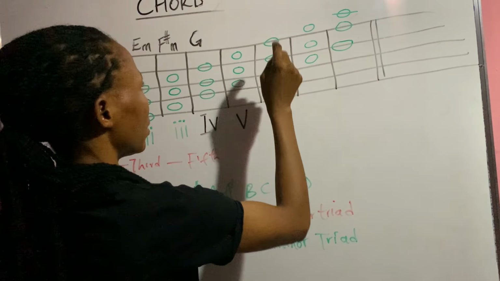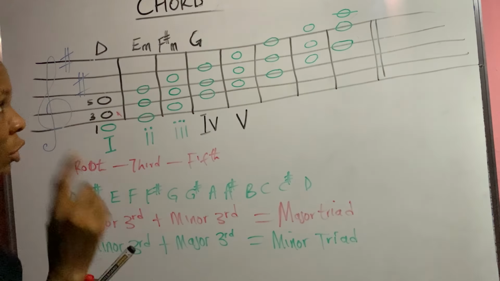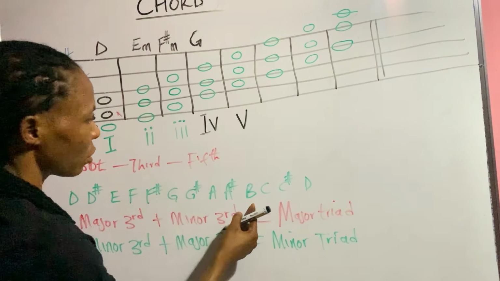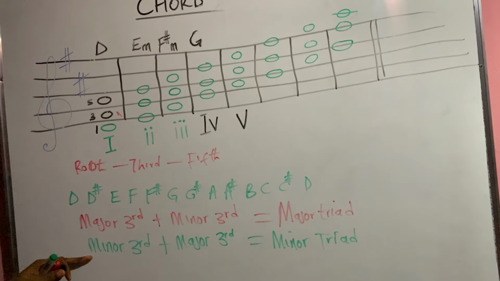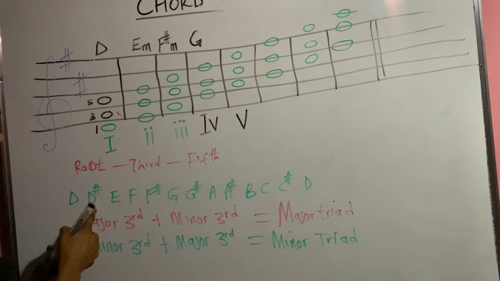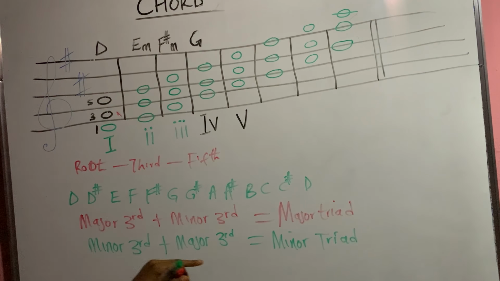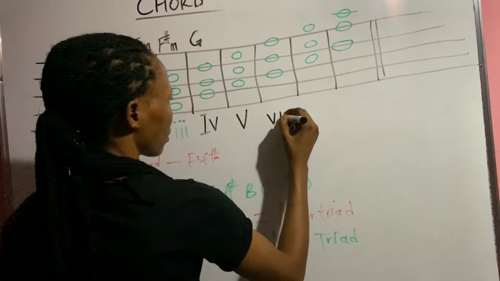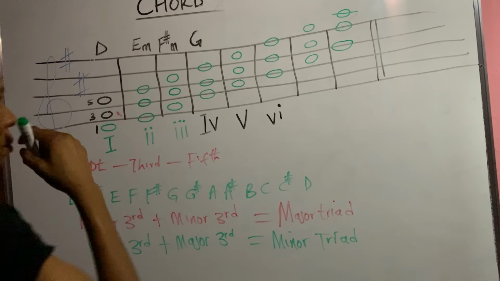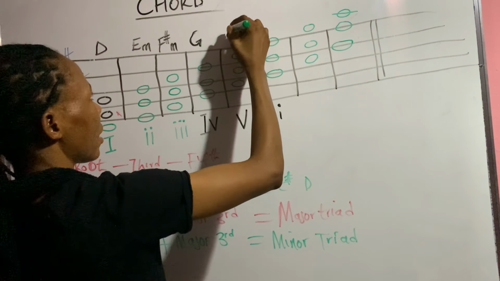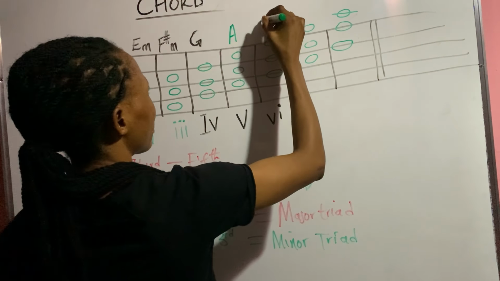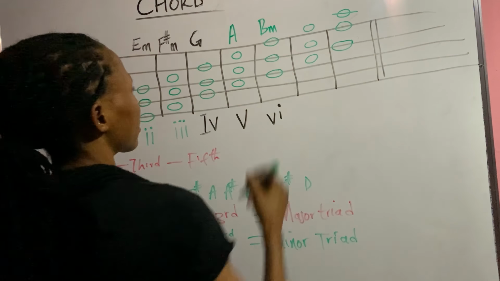Now this is B to D, because we want to figure out something. Where's B? B to D, 1, 2, 3. It's a minor third. Now D to F sharp, 1, 2, 3, 4. Major. So minor plus major is going to give us a minor triad. So in other words, this is A major chord. This is B minor chord.